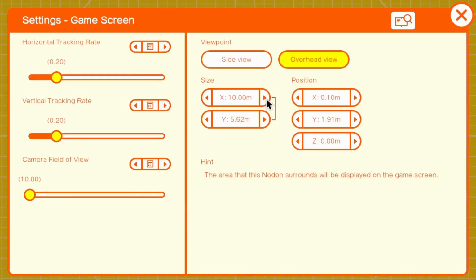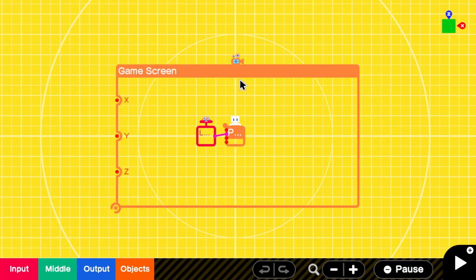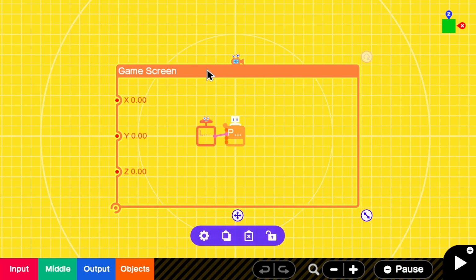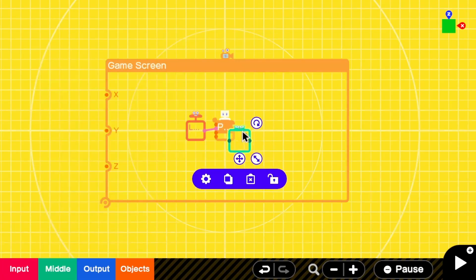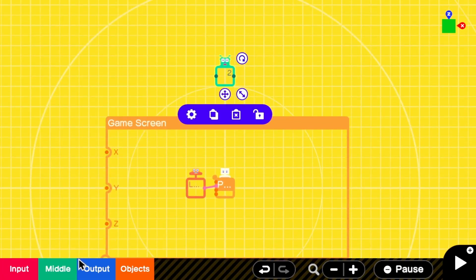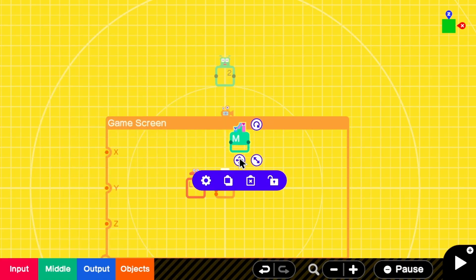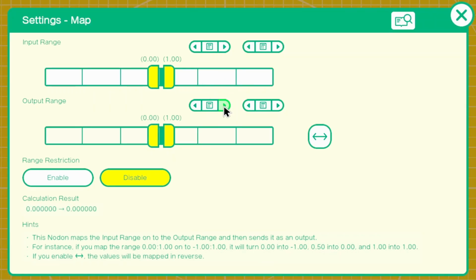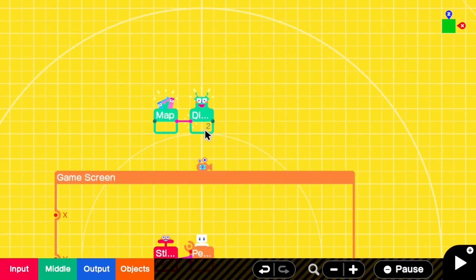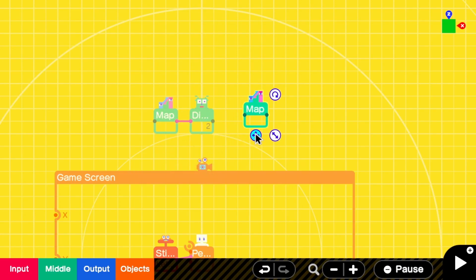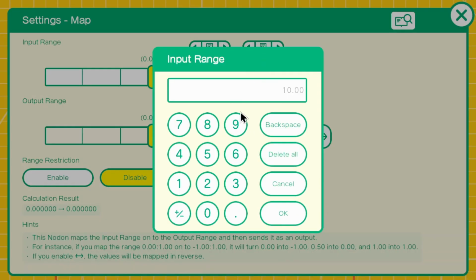So right now, our game screen size is 10. So basically what that means is we want the step size of the position of the camera to be 10 as well. So let's try to recreate the setup with the digitize with a step size of 10. There we just take a digitize nodon, take a map and divide by our step size. Our step size is 10, so do just that. And then multiply it again. Just like this.